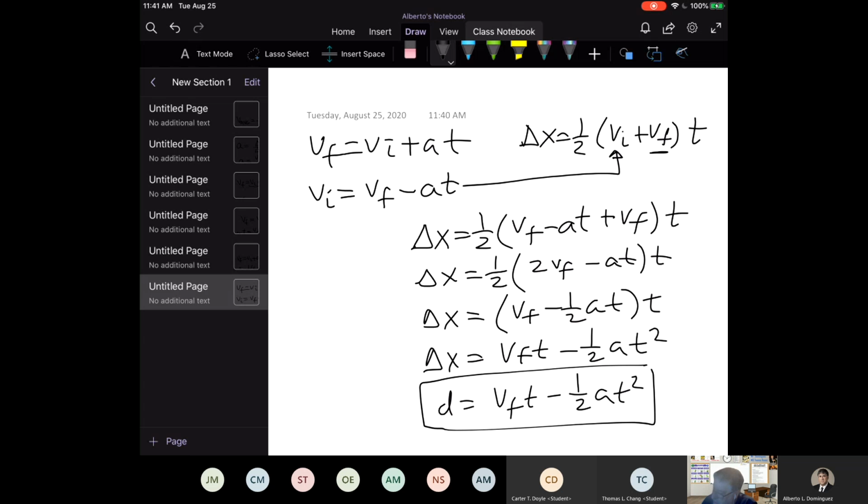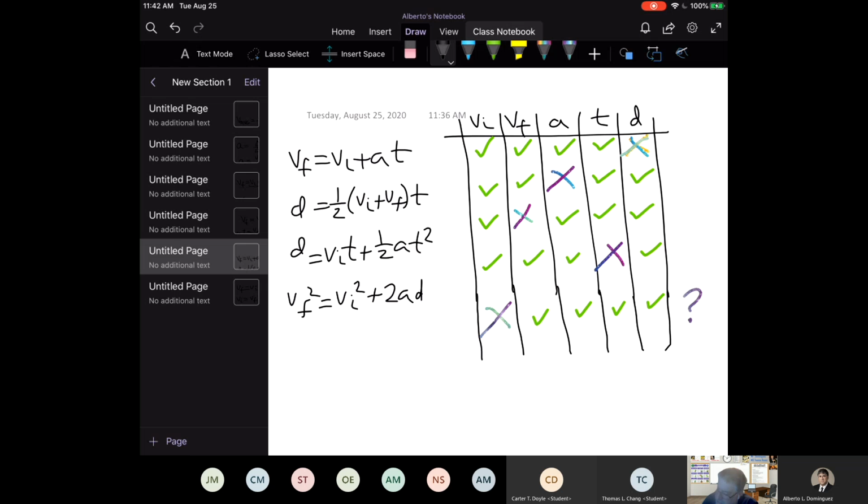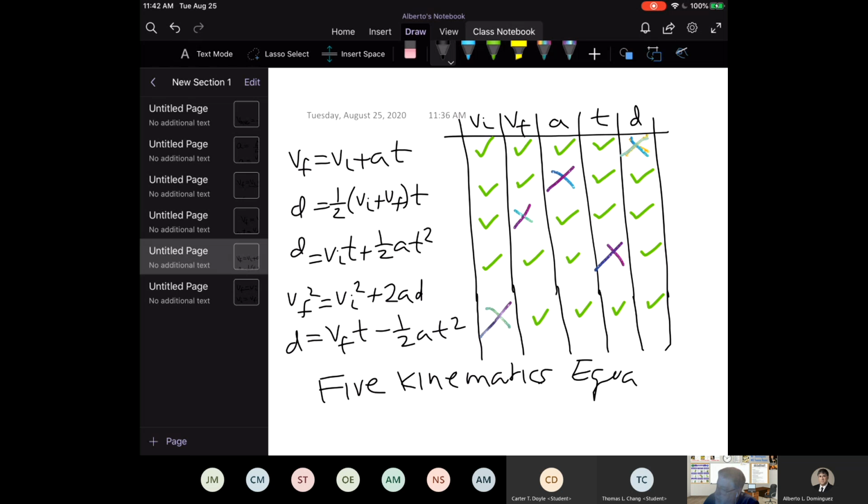And this is the elusive fifth kinematic equation. And I can't give you an equation reference because this isn't in our book. But now I can go back over here, and there we go. D equals V final T minus 1/2 AT squared. And I can get rid of the question mark because, yes, this equation does exist, and I just derived it. So these are the 5 kinematics equations that we will be using to solve all of the kinematics problems.